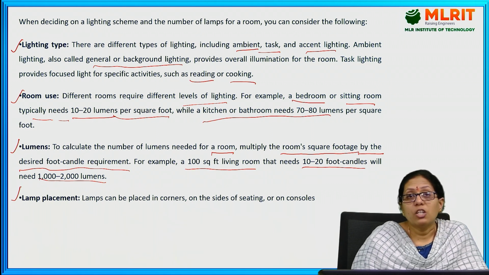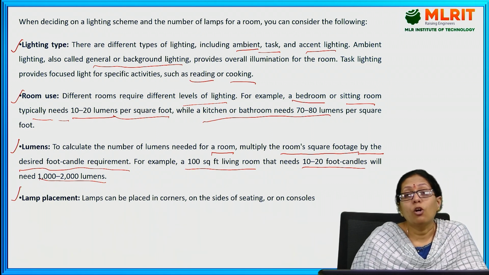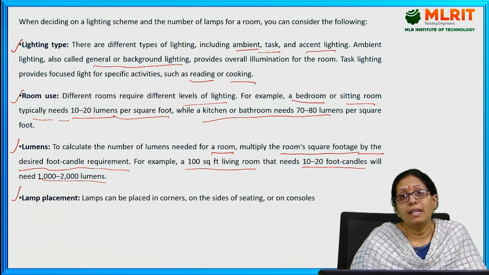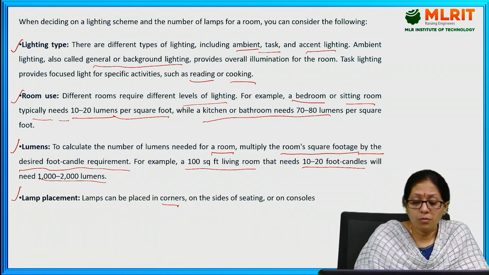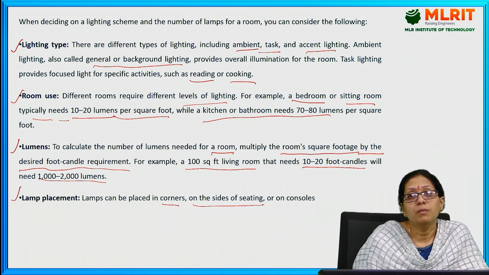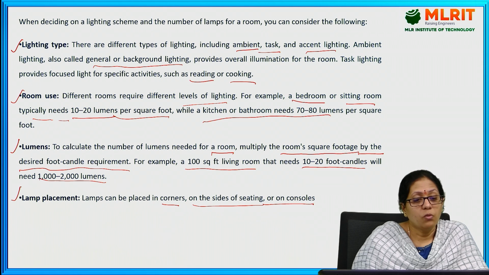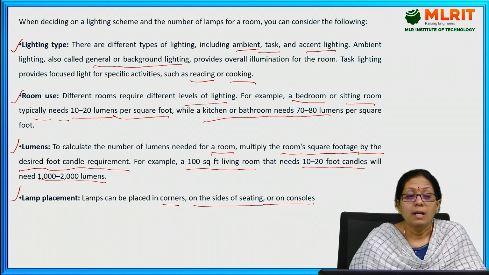Next one is lamp placement. In which location the lamp should be placed in order to provide proper lighting to that particular room. Lamp placement plays a major role here. Lamps are placed in corridors, on the sides of seating, or on consoles. So these are the different points to be considered while placing a light.